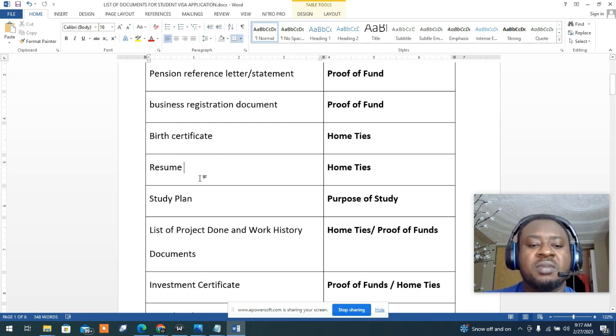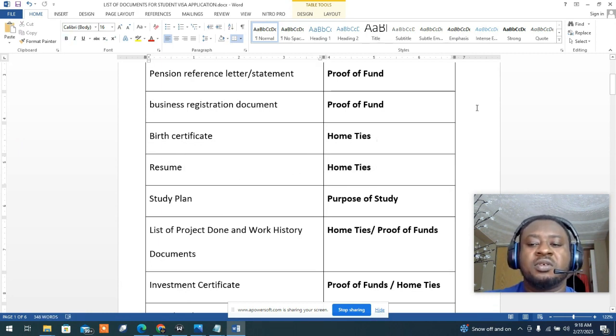Then we have the resume. Your resume talks about your work history, everything about your schooling, your work activities, your skills, your portfolio. So it's a good sign of home ties.